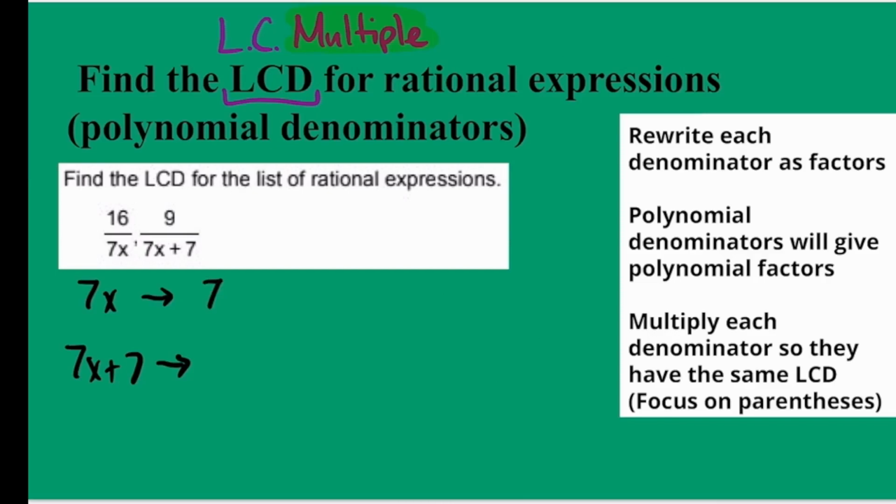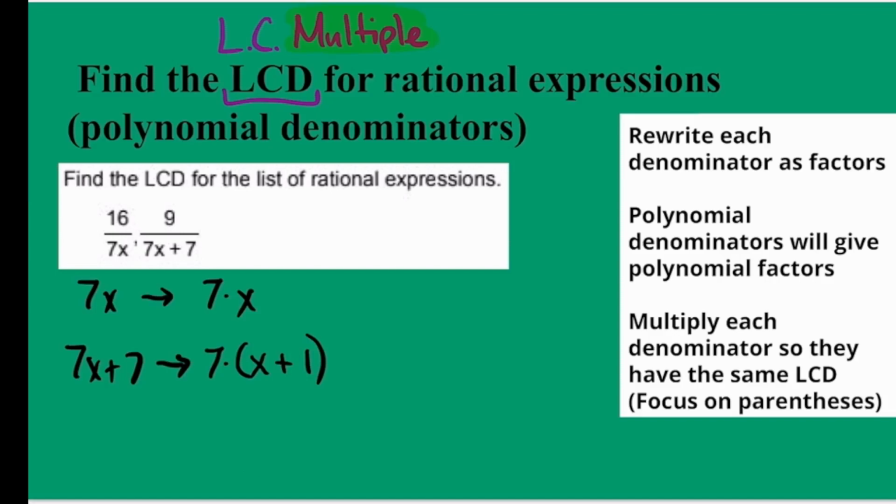7x is 7 times x. 7x plus 7 is a polynomial, so we're going to have to factor this out using our tools. So I could pull a 7 out of that whole expression, and I'm left with x plus 1. So the parentheses are going to be key here to finding least common denominators.